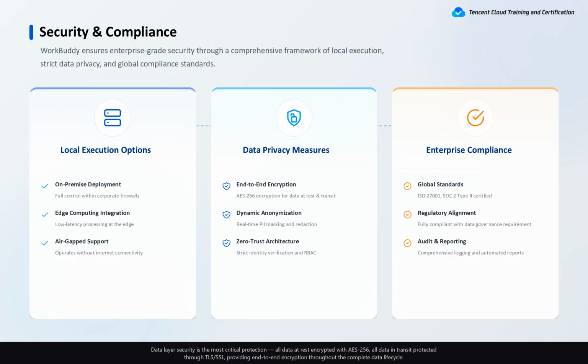All data at rest is encrypted with AES-256, and all data in transit is protected through TLS and SSL, providing end-to-end encryption throughout the complete data lifecycle. Infrastructure layer provides protection through VPC network isolation, dedicated deployment environments, and multi-region disaster recovery. For compliance, WorkBuddy has achieved ISO 27001 certification and data governance compliance, meeting international enterprise client compliance review requirements. This comprehensive security architecture is the important foundation of WorkBuddy's enterprise trust building.